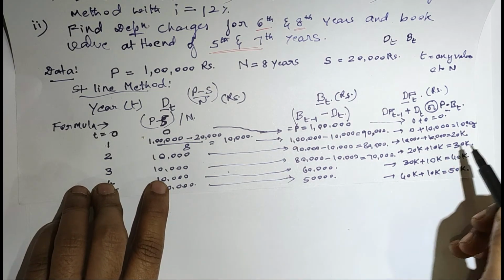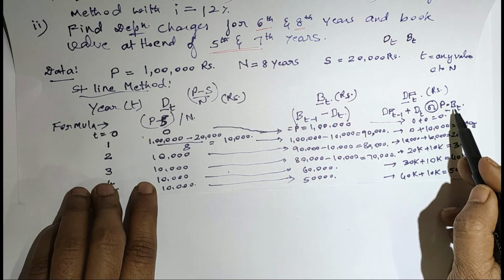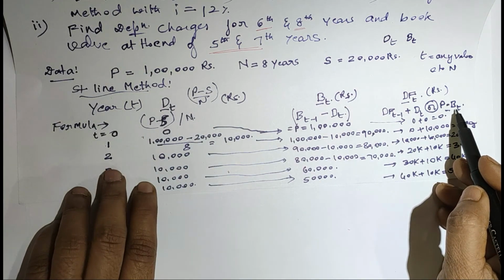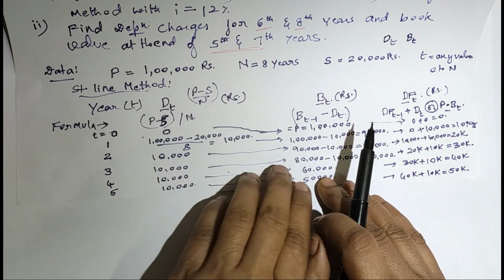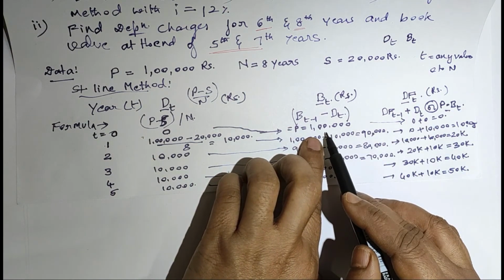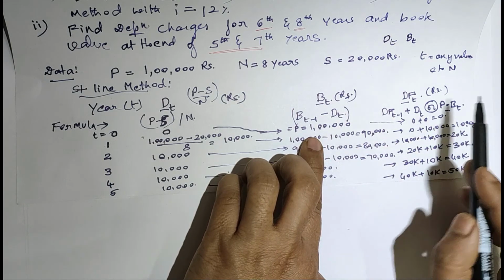Next, we will go to the next sheet. Before that, we'll use the other formula, P minus BT. P is how much? 1 lakh, fixed. BT is the book value at the end of the Tth year. Now, for the 0th year, the book value is 1 lakh. P is 1 lakh. 1 lakh minus book value 1 lakh is 0.